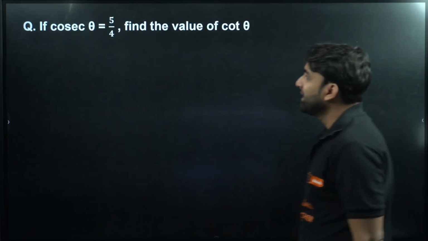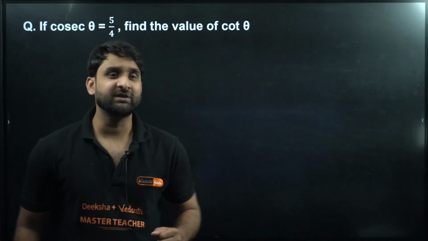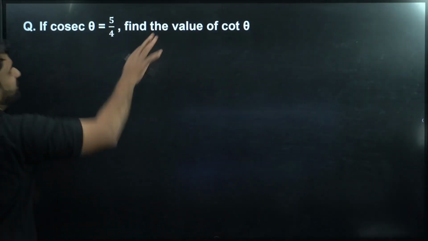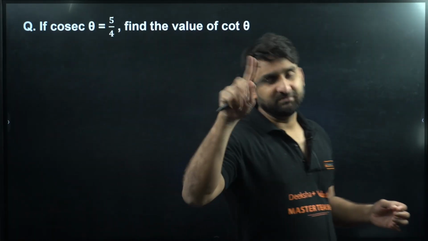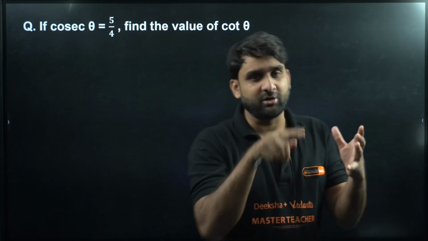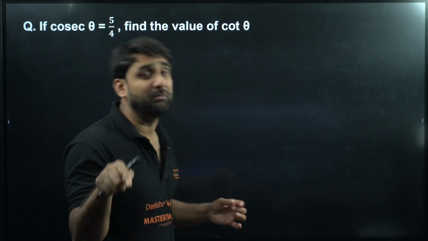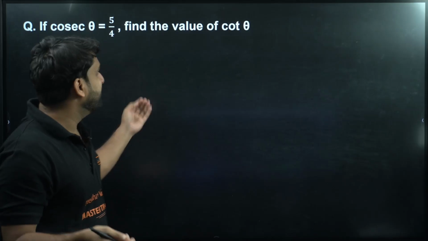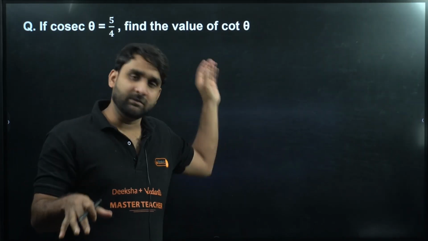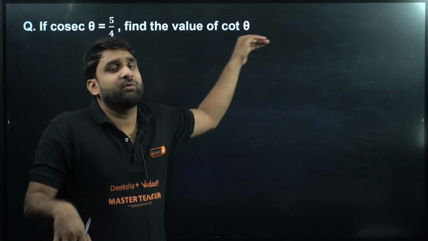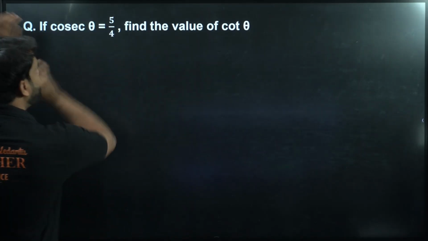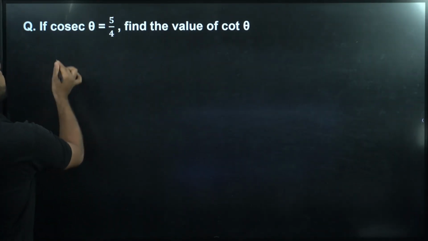Moving to next. If cosec theta is 5 by 4, then what will be the value of cot theta? We can solve this question by two methods. First, by drawing the triangle, making the trigonometric ratio concept, and second is formula, trigonometric identity. But I haven't taught you trigonometric identity yet, so we are not going to apply that formula. So let's solve this by our trigonometric ratio concept.